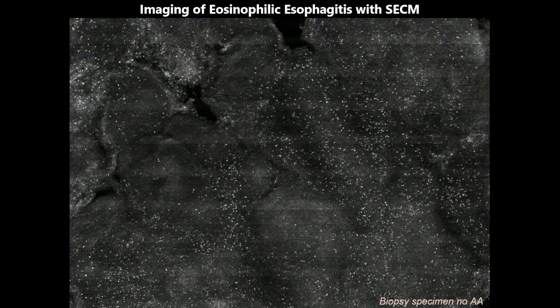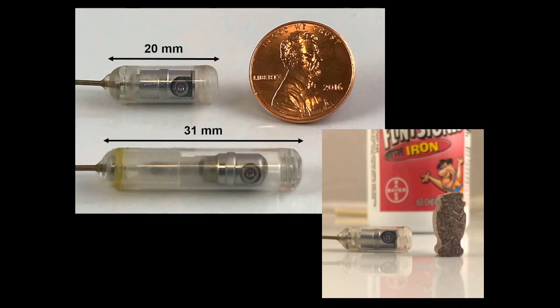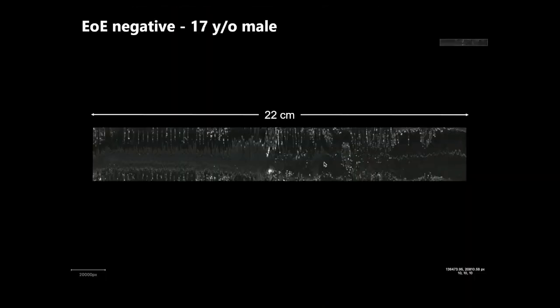And luckily, SCCM sees eosinophils, so those little white dots on this image are eosinophils, and that's because the eosinophil has large granules in them that reflect light very strongly. So we built these little capsules that we use in pediatric patients and adults. It's about the size of a Fred Flintstone vitamin. And we can grab these enormous confocal microscope images.